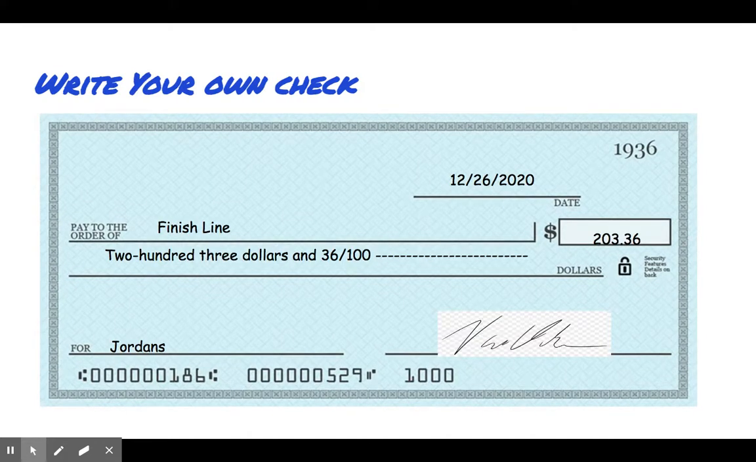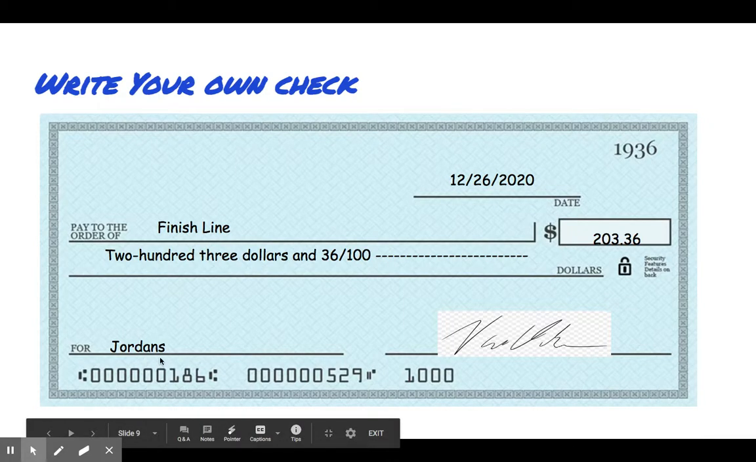Okay. So for me, I use this example. I just bought some Jordans after Christmas, so I went ahead and used that as an example. I wrote them a check. I bought some Jordans from Finish Line. I made sure I wrote December the 26th, 2020. I knew it was $203.36, and you put the little squiggly line there. I wrote out $203. You didn't have to write dollars, but I did. But $203 and 36 over 100. And I made sure I put my squiggly lines there so no one can alter my check. For my for line, I put Jordans, so I knew I was purchasing the new Jordans. And then I put my signature right there.